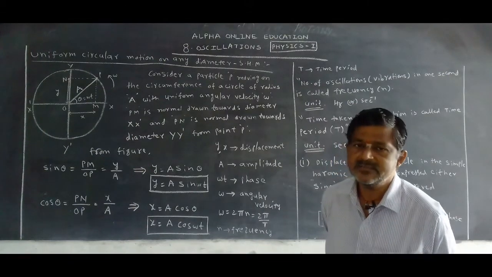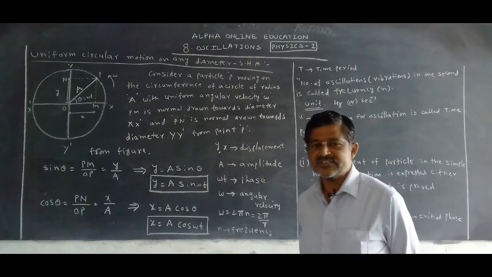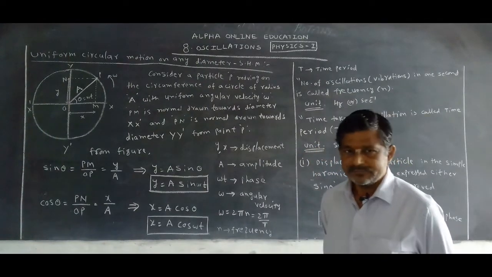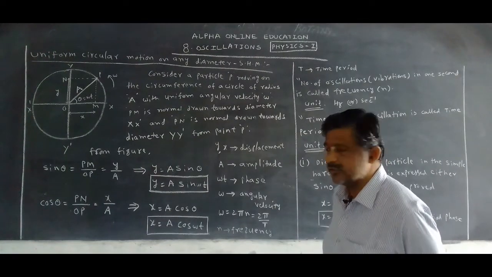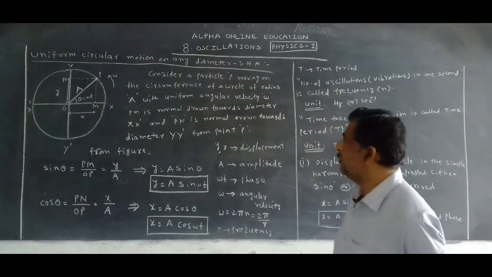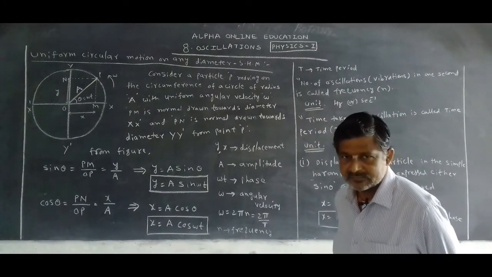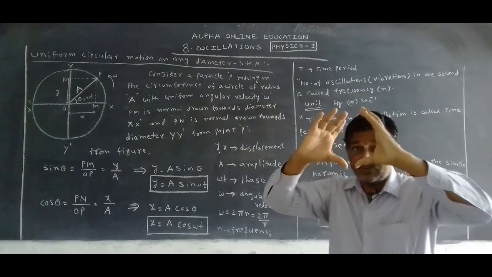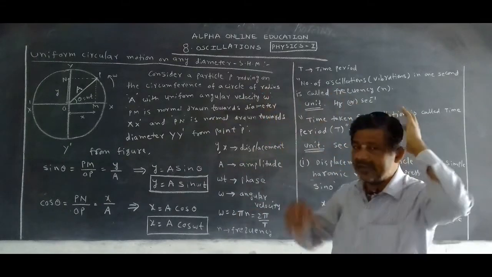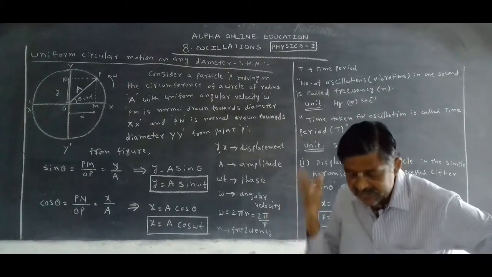First, define simple harmonic motion. In the previous class, we had discussed the definition of simple harmonic motion. You must write the definition. After that, show that a particle in uniform circular motion on any diameter is in SHM. In the circle it is called diameter. Like this is diameter. The projection of uniform circular motion on any diameter is SHM, simple harmonic motion.